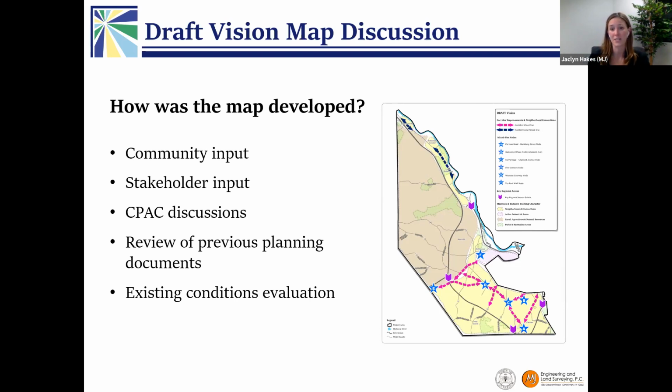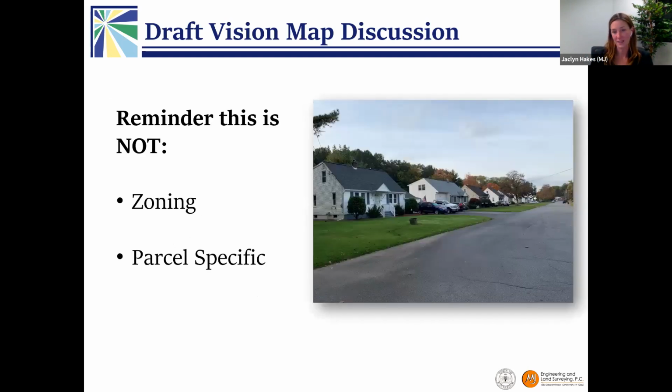And the existing conditions evaluation is helpful as well. And so we've taken all of that information and gathered that and synthesized it into what I'm going to show you as the vision map. I do want to remind everybody, this is not a zoning map. It is not parcel specific. There may be recommendations that come out of your comprehensive plan for proposed modifications to land use policy. However, that is not this vision map right now.